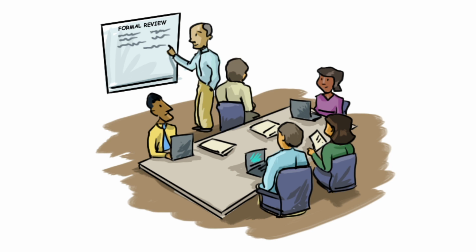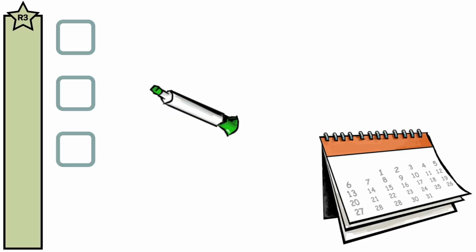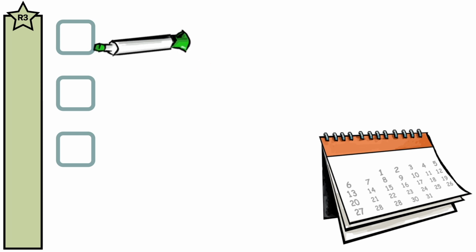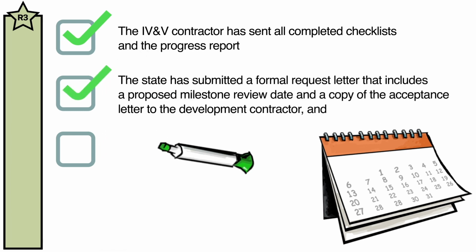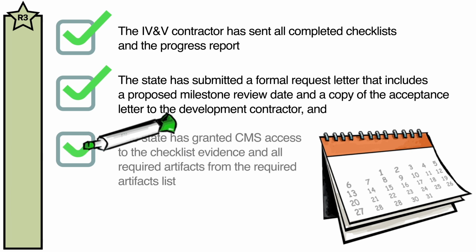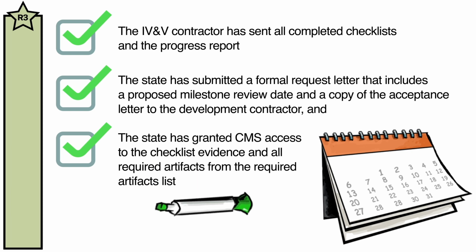In such cases, CMS will notify the state if this is necessary and will work with the state to schedule the review. When requesting a final certification milestone review, the state needs to ensure that the IV&V contractor has sent all completed checklists and the progress report. The state has submitted a formal request letter that includes a proposed milestone review date and a copy of the acceptance letter to the development contractor. And the state has granted CMS access to the checklist evidence and all required artifacts from the required artifacts list. No final certification review will be scheduled until these actions have been completed.